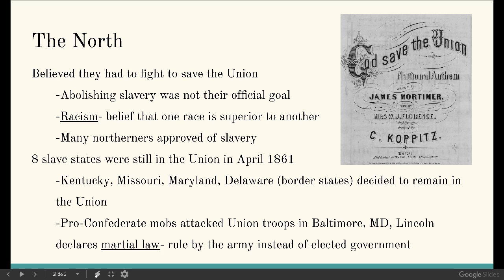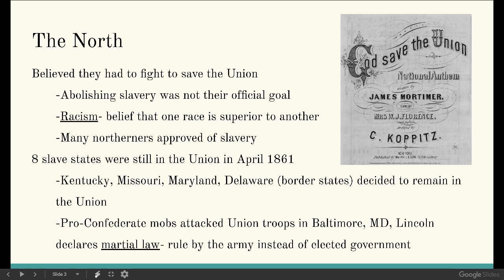We also have pro-Confederate mobs attacking Union troops in some of these areas, and one of those is going to be Baltimore, Maryland. And so Lincoln decides to declare martial law, which is rule by the army instead of an elected government. Now, a lot of people view this as a gross abuse of presidential power by Lincoln, but a lot of historians agree that things like this were necessary in order to keep the Union together through the course of the war in order to preserve the Union.